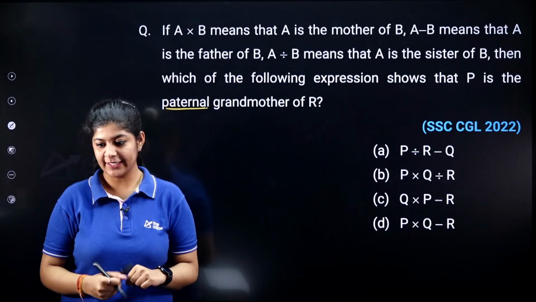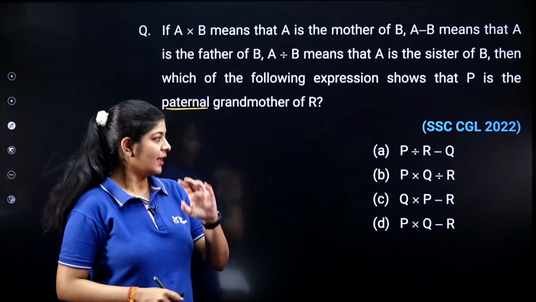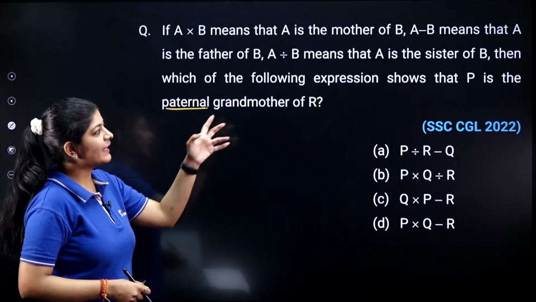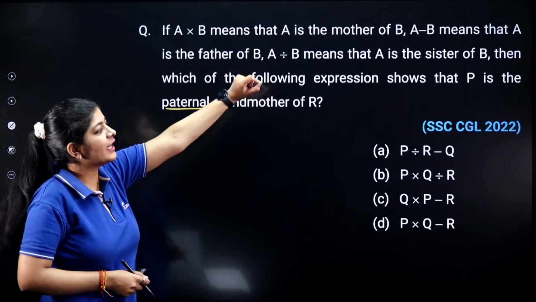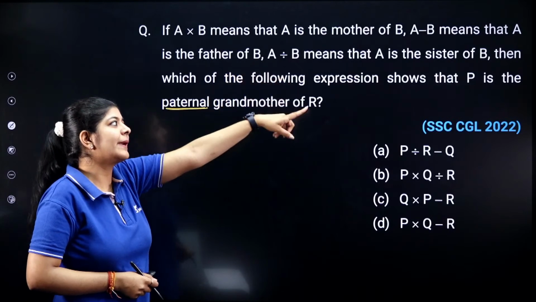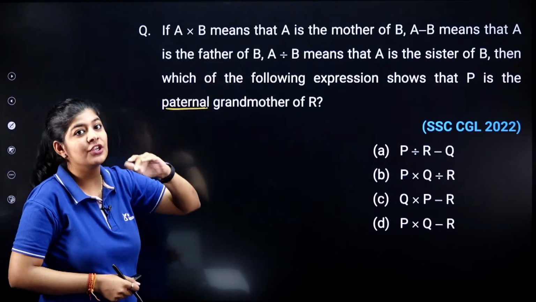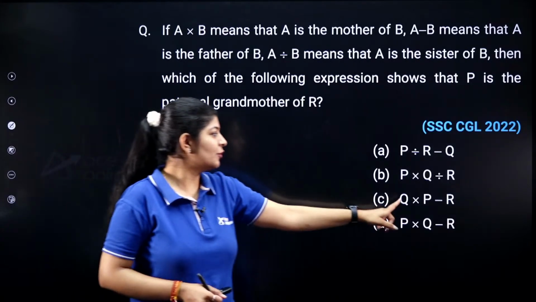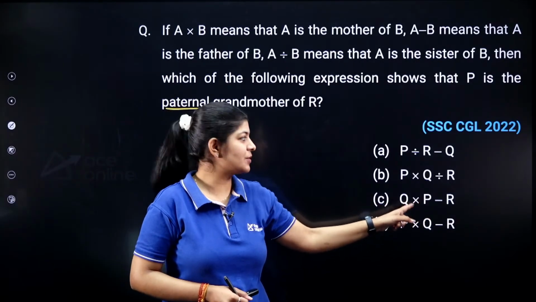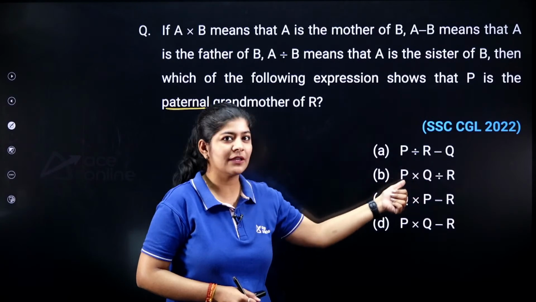Okay, so basically we are getting different answers. Okay, one more thing. Just read the question carefully. What we need to do, we need to determine P is the parental grandmother. That means there is generation gap of 2. Do we have that in this particular options?